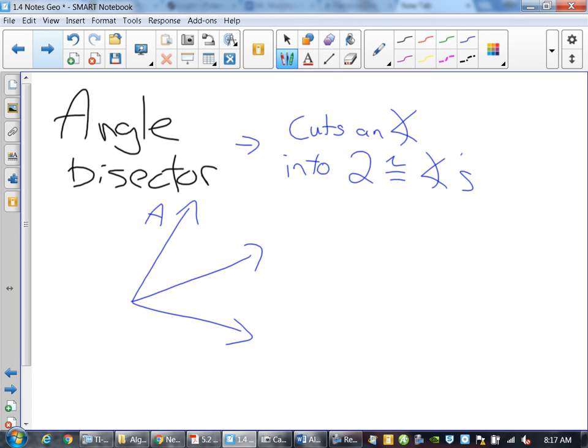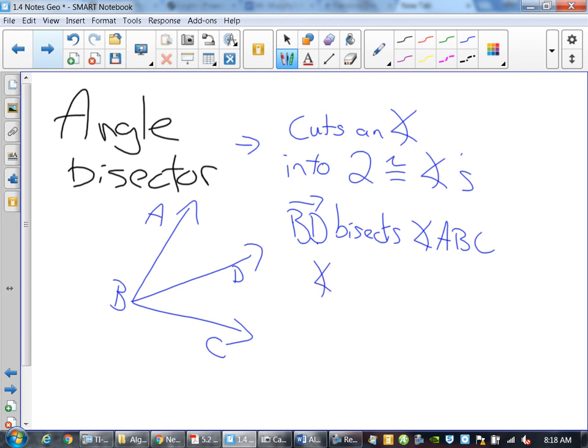So this is A, B, C, and D. If ray BD bisects angle ABC, therefore, what two angles become congruent? That's all it means, guys. Notice the second letter is still the vertex for all of those. It just says that those two angles will be the same measurement.